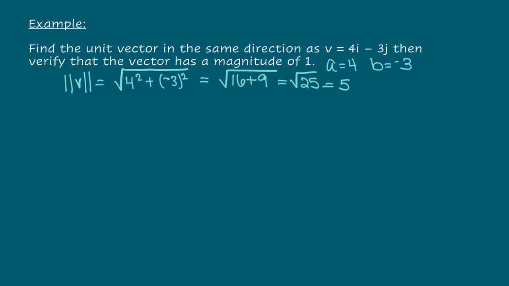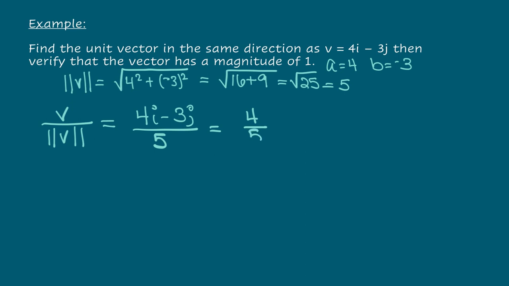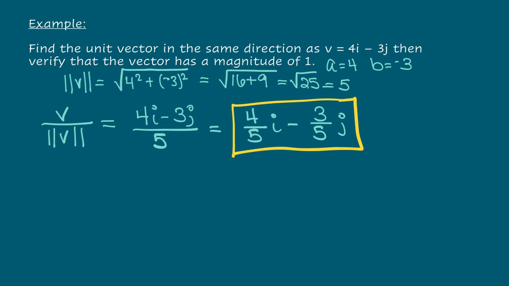Now to find my new vector, I need to apply v over that magnitude. I need to place my original vector over my magnitude. So my original vector is 4i minus 3j over 5. I'm going to break that up and write it in the correct form. So I have 4 over 5 i minus 3 over 5 j. So that would be my new unit vector that's in the same direction. To verify that this has a magnitude of 1, I'm going to use my new a, which is 4 over 5, and my new b, which is negative 3 over 5.